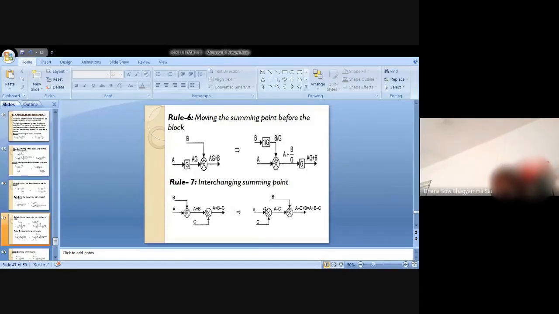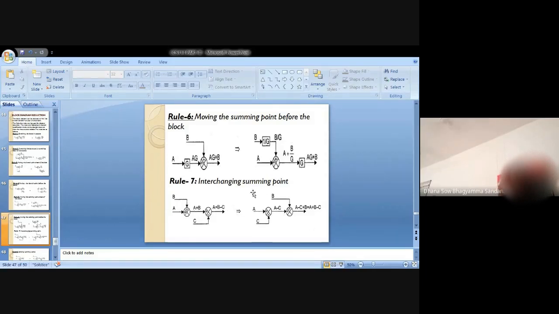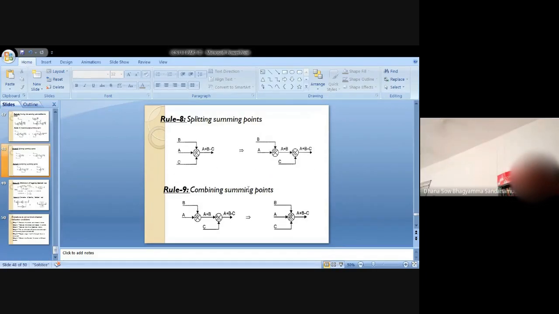Okay, here nothing has to be introduced. Only the summing point data changes. Nothing will change; you need not worry about any output value. It is not going to change at all. If you observe here, A minus C will get plus B, so A plus B minus C we will get. Nothing is there, so need not worry about this rule at all.